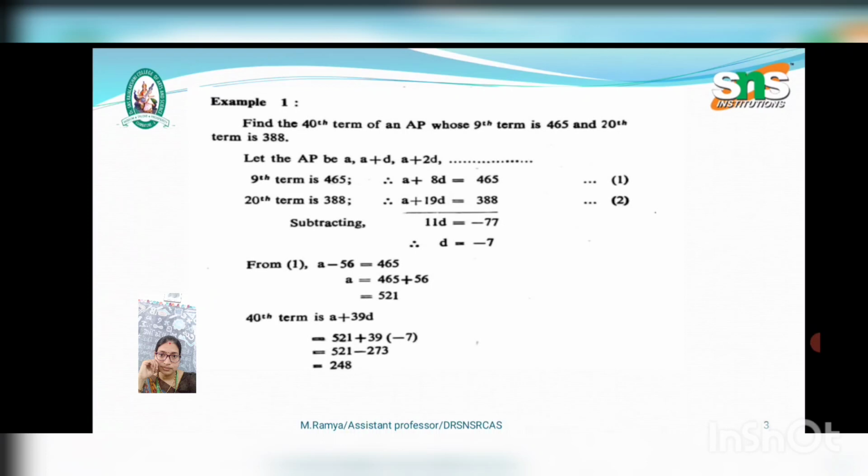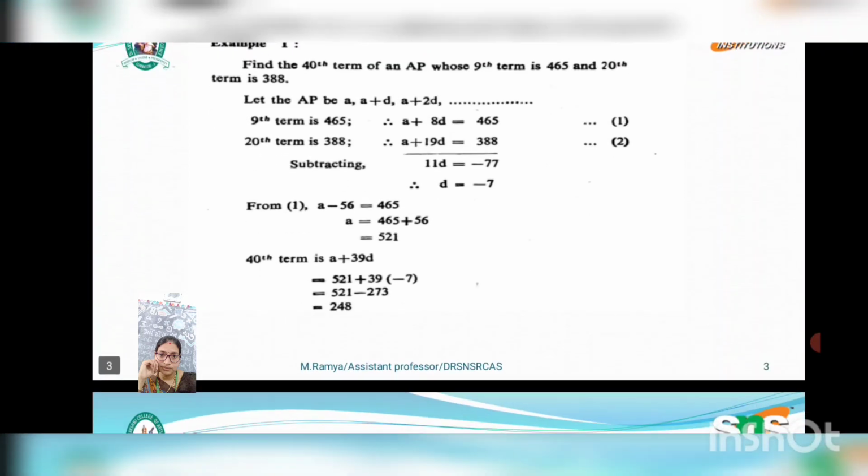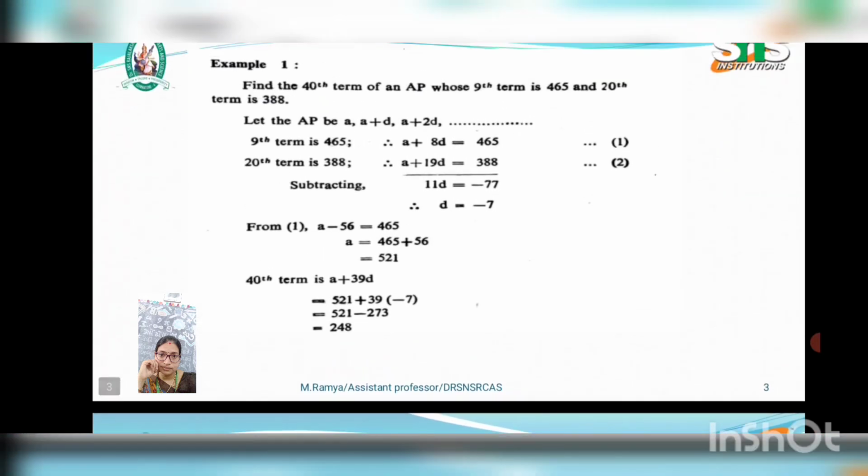First equation and second equation, you solve these two equations. A will be cancelled. You get 11d equal to minus 77, d equal to minus 7. You substitute the d value in any one equation: a plus 8 into minus 7 equal to 465. You get a equal to 465 plus 56, that is 521.